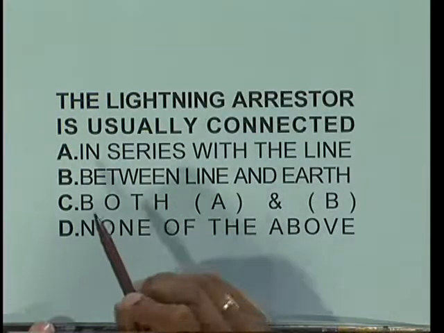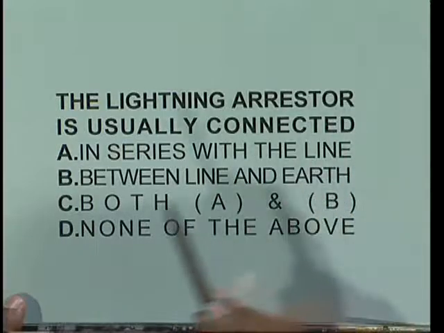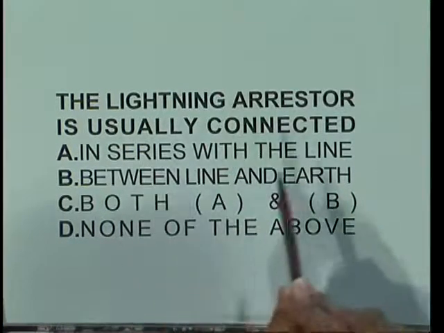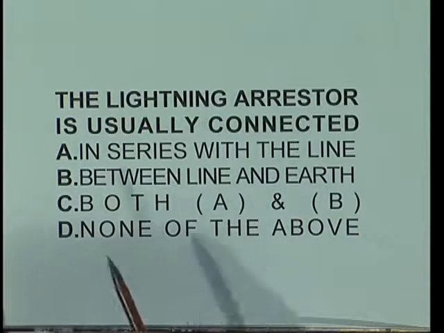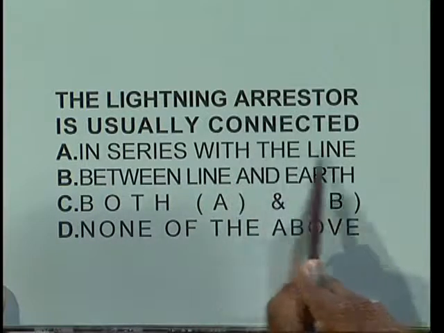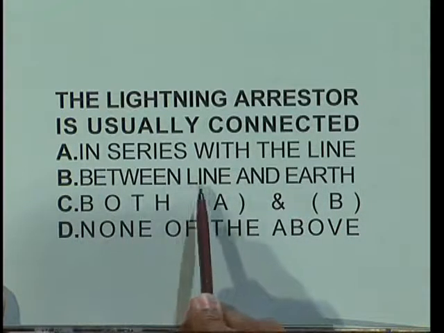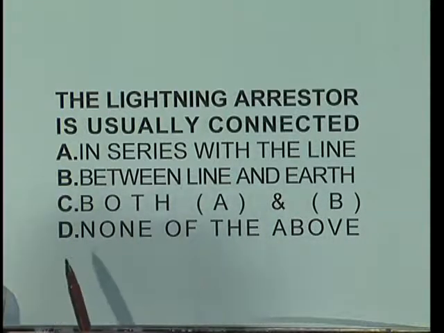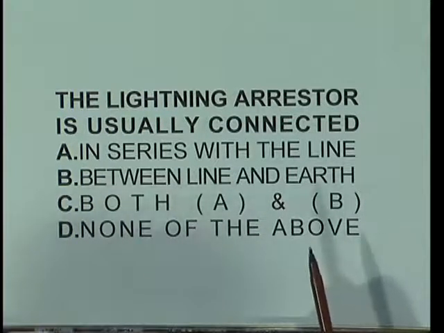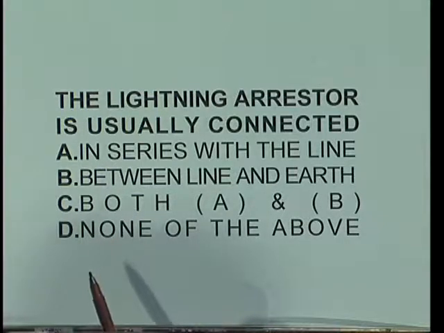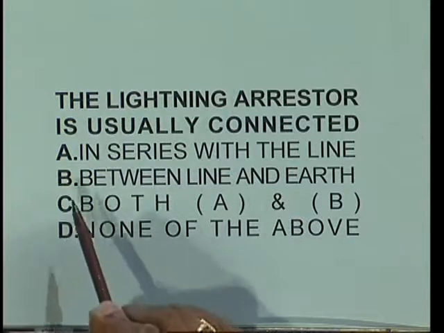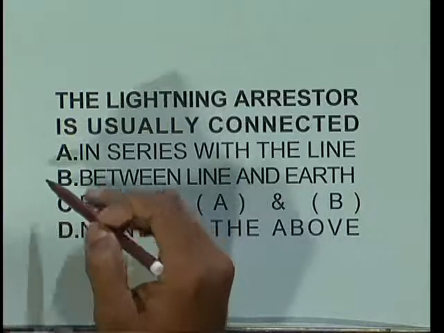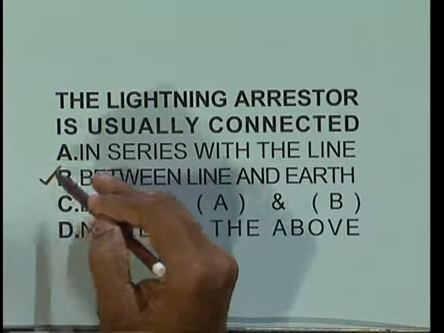And next one is: the lightning arrestor is usually connected A. in series with the line, B. between line and earth, C. both A and B, D. none of the above. So the lightning arrestor is connected between line and earth. So B is the correct answer.